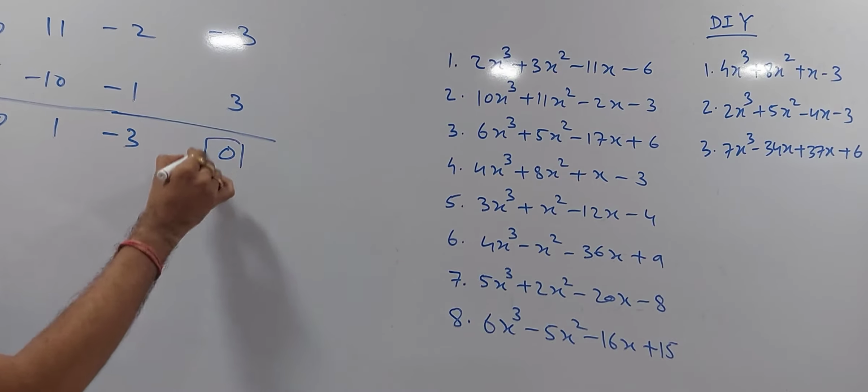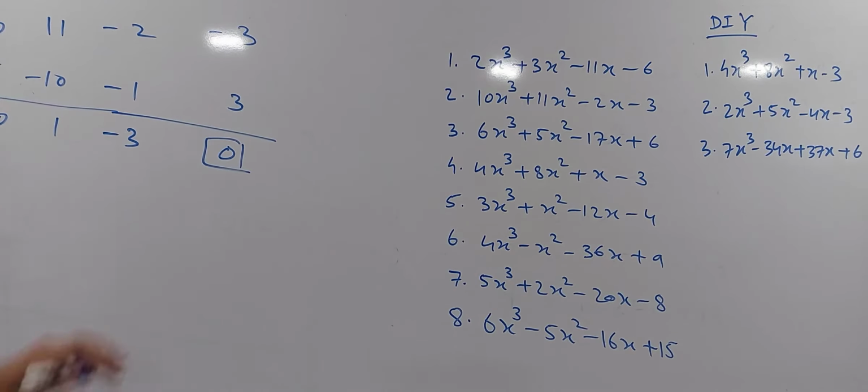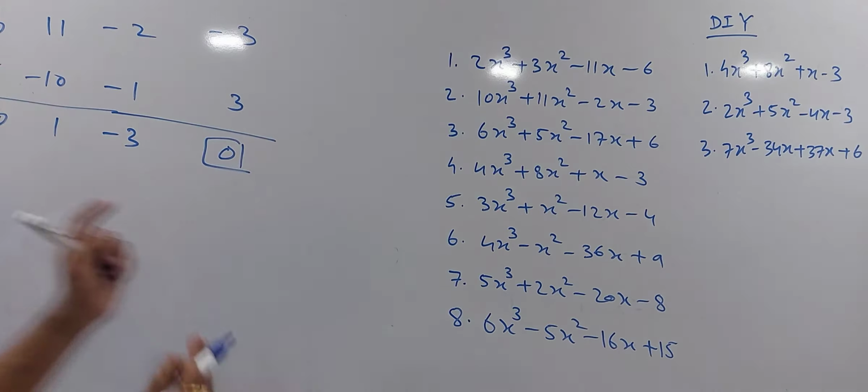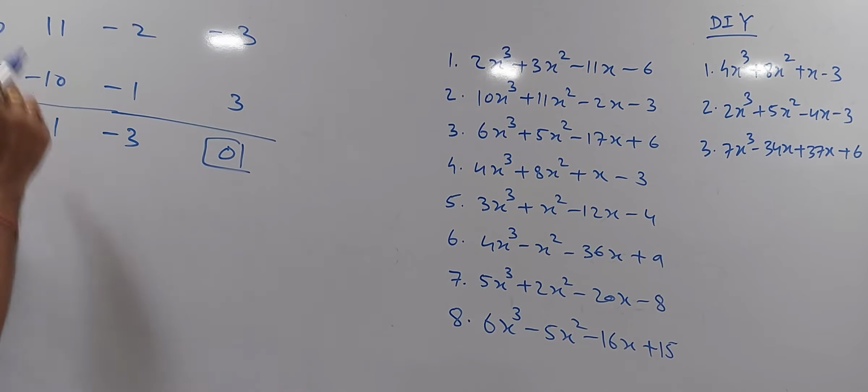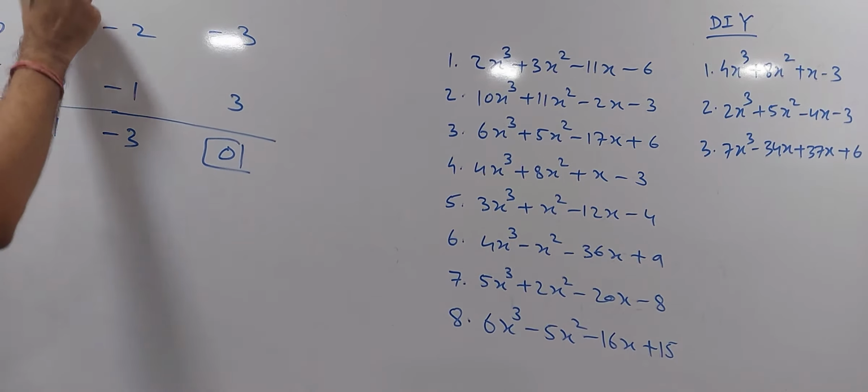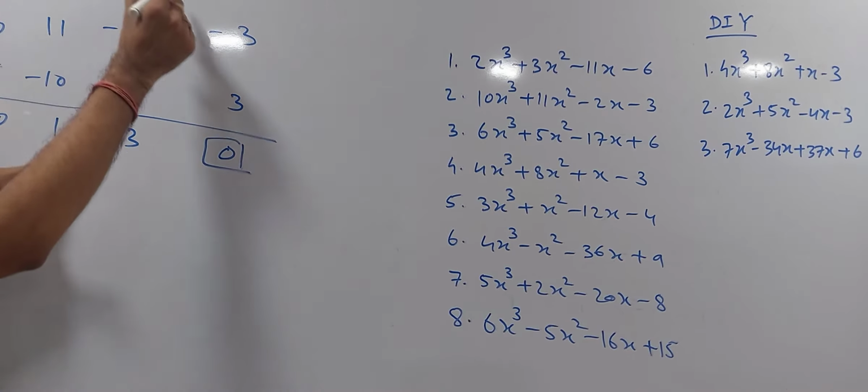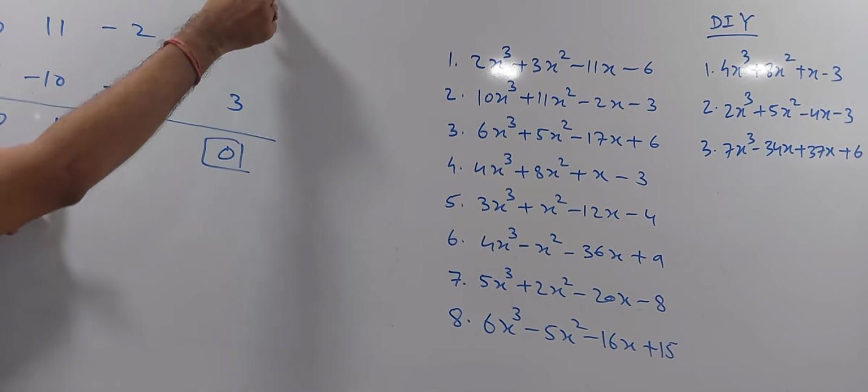Of course, if we have taken a proper root, then you will always get 0 here, because you are losing 1 degree. Starting with the cubic, now you end up with the quadratic. Why? Because 1 degree is already covered here. So what is that? 10x square plus x minus 3.